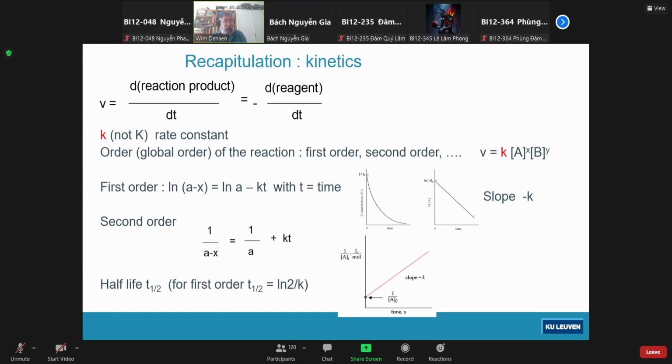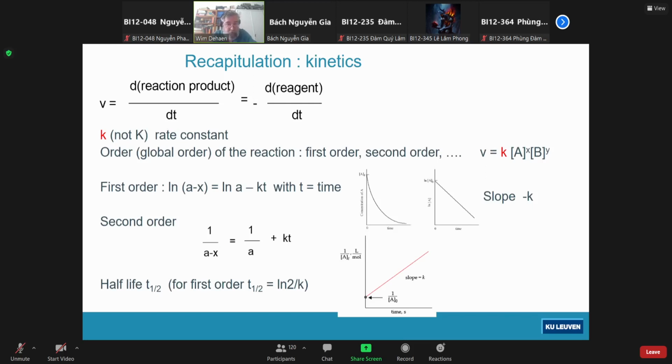We can also use this line to predict how much will be left of a certain compound after a certain time easily, because we just can extrapolate this line. It's not so easy to extrapolate like in the first graph, where exactly you will be at a certain time.